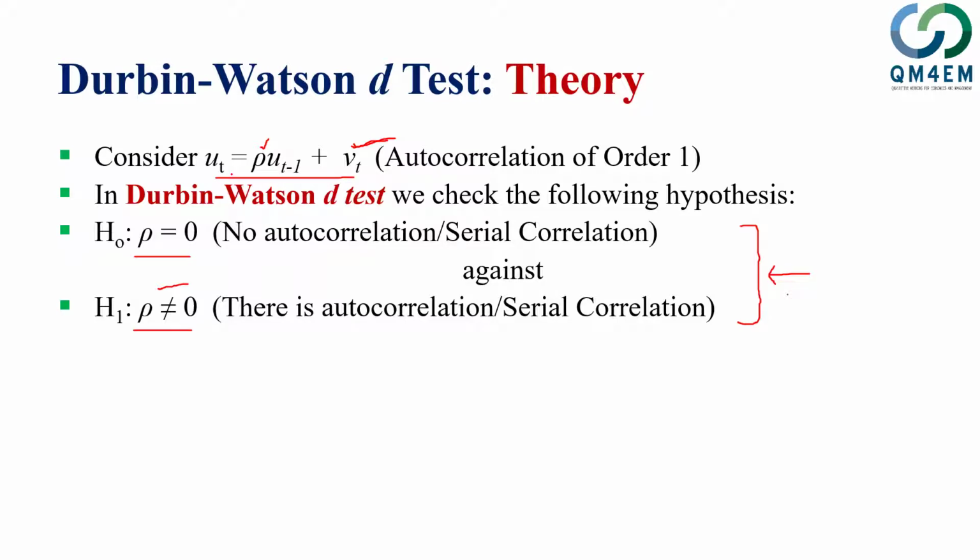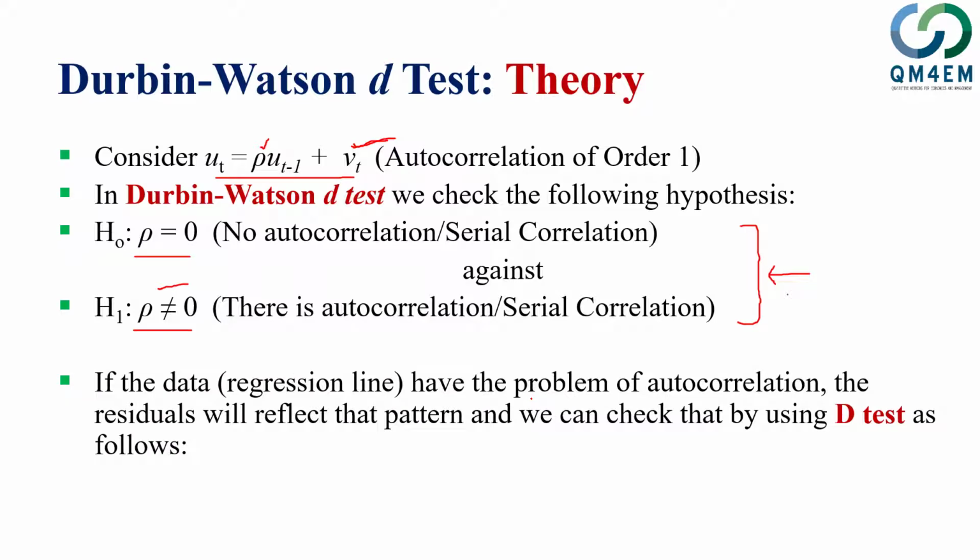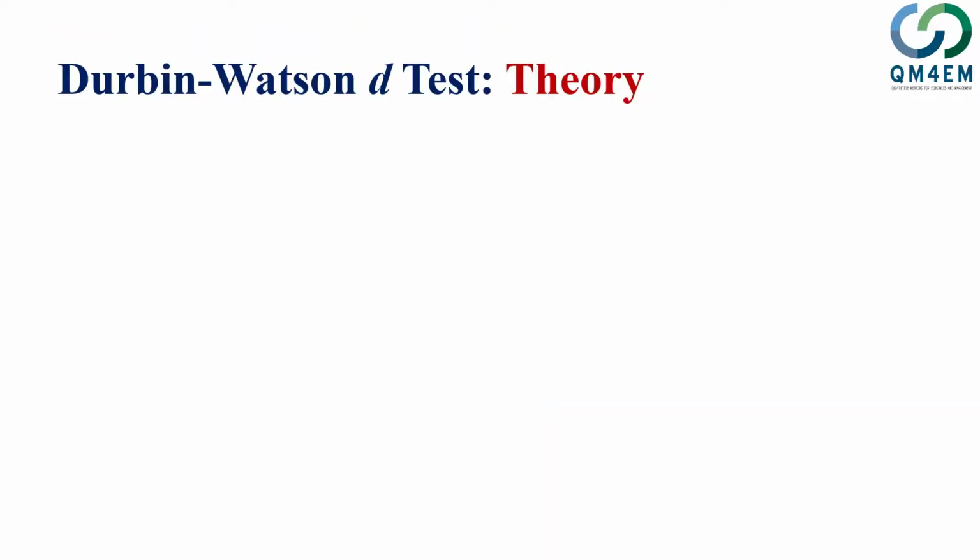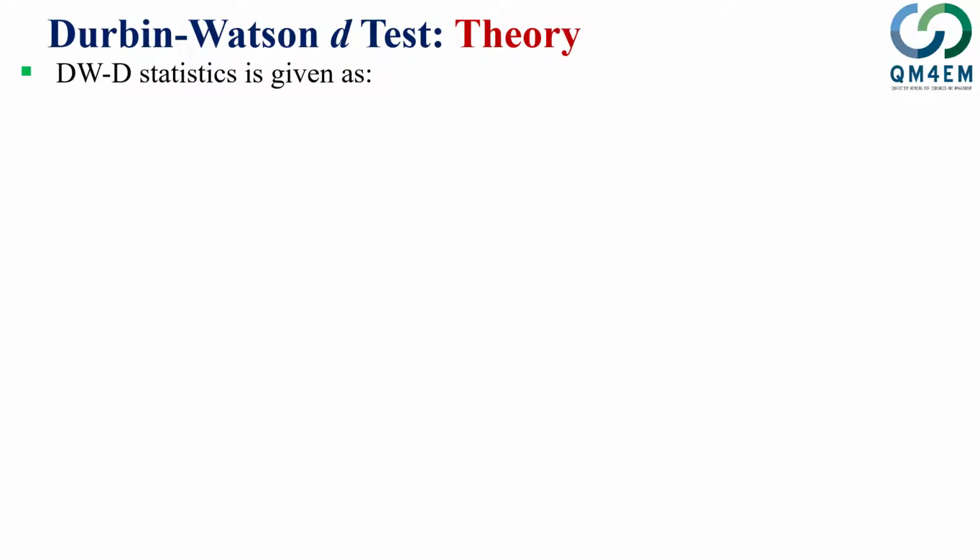So let's say we have data on the y variable, we have data on the x variable, and we know that there is a first order autocorrelation. But how can we check these two hypotheses? For that we need a test statistic. So the Durbin-Watson D statistic is given through this formula.